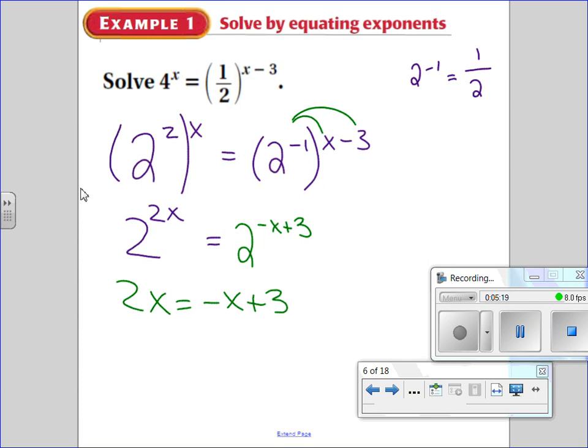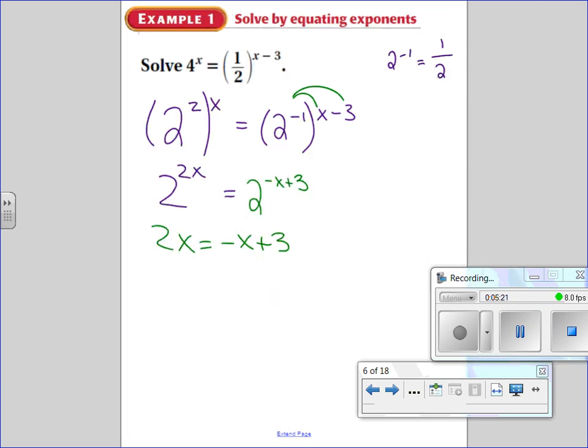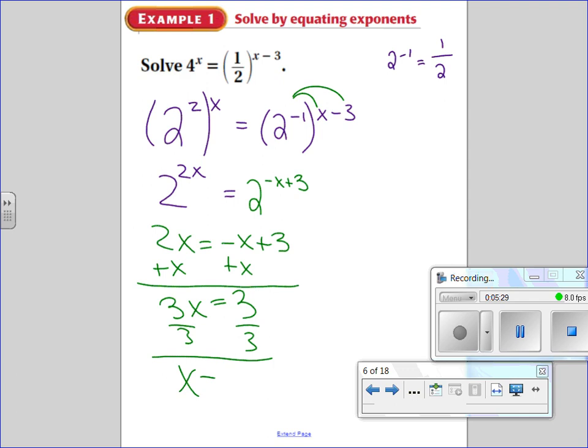And you just solve it like a normal Algebra 1 problem. So plus x on both sides gives me 3x equals 3. And divide by 3 on both sides to get x equals 1. You can check if you want to, but that is correct. So that's a hard one. Did you follow what happened? Yeah.